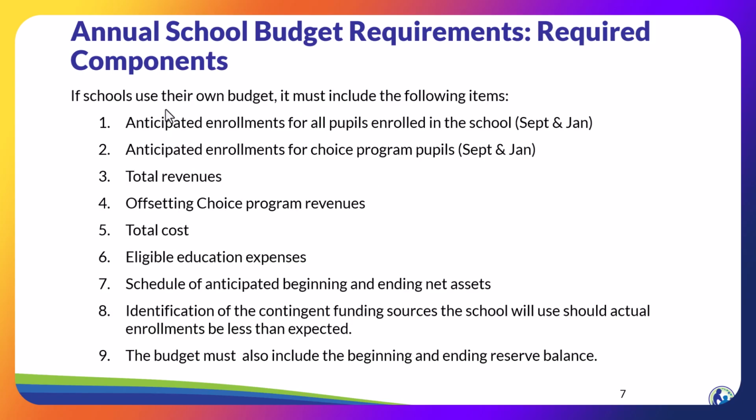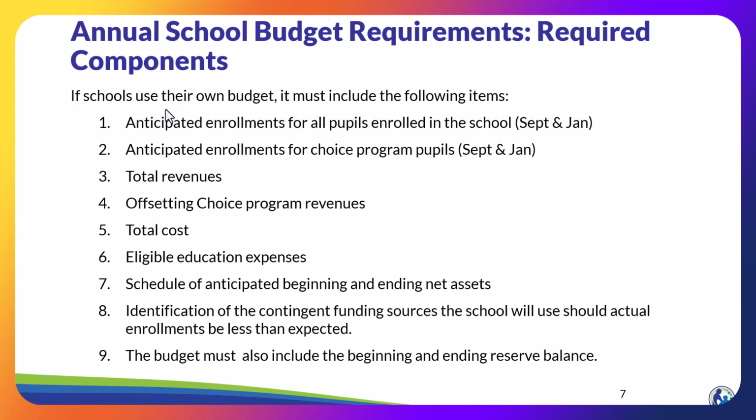If a school elects to use its own budget form, the budget must include the anticipated all pupil count and choice pupil count for the third Friday in September and the second Friday in January. The training on Schedule 2 will discuss the two different count dates in more detail.